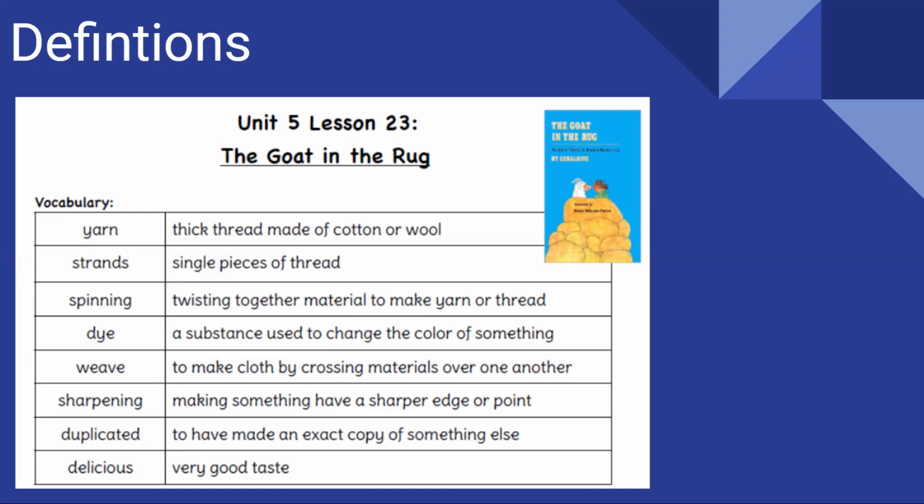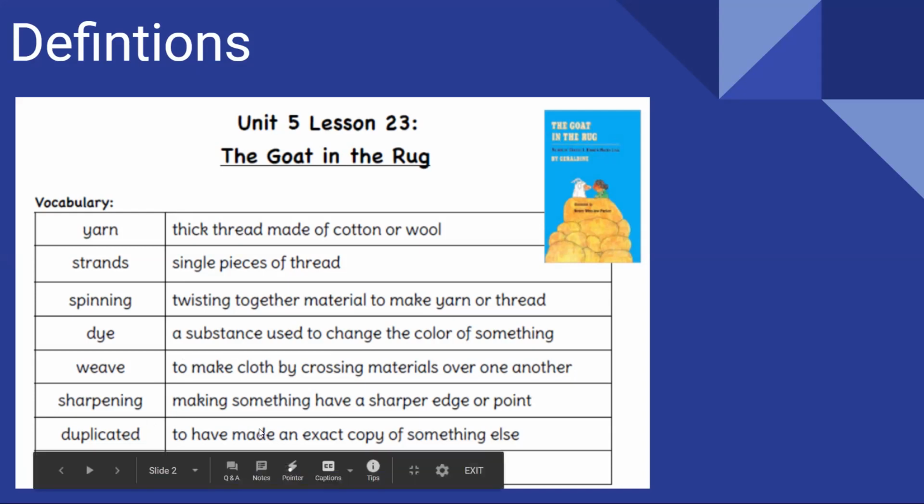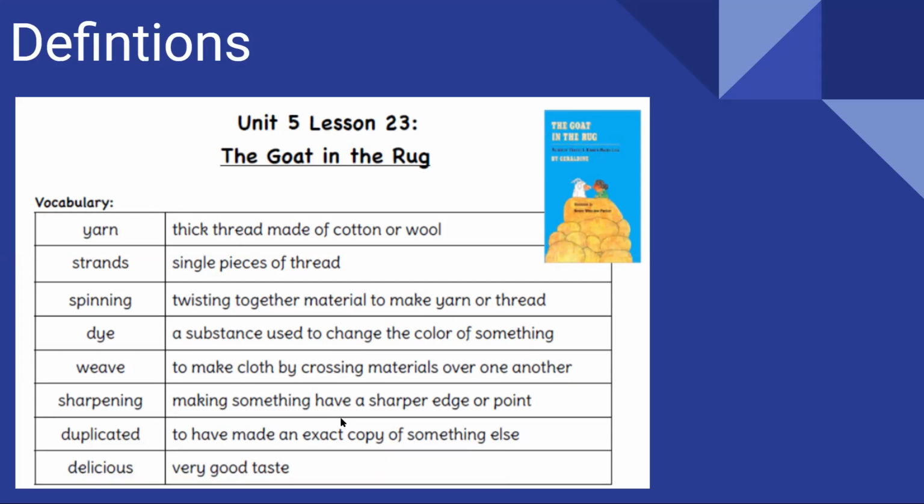Here we go. Weave, weave, weave. Very good. Your next word is sharpening. Sharpening means making something have a sharper edge or point. So if you remember back to the slide before, it showed a picture of a pencil. They were sharpening that pencil. It had a very pointed end.